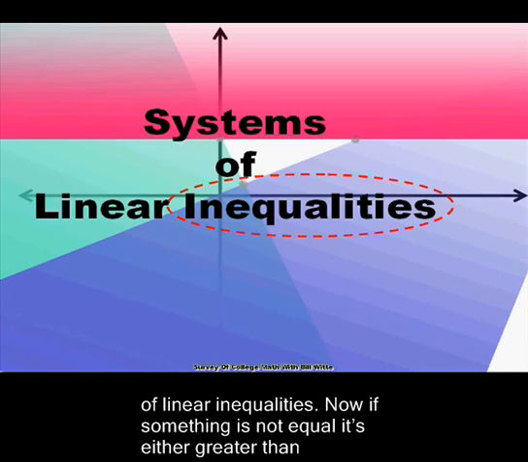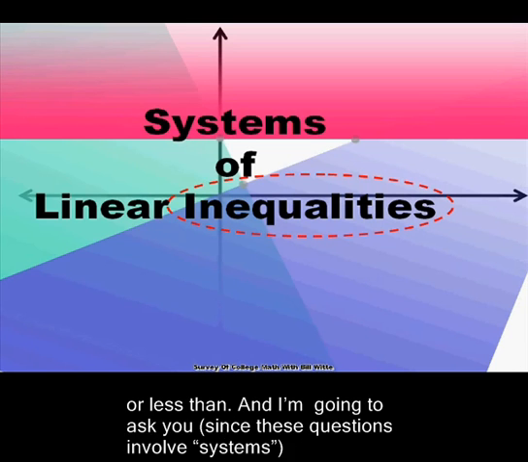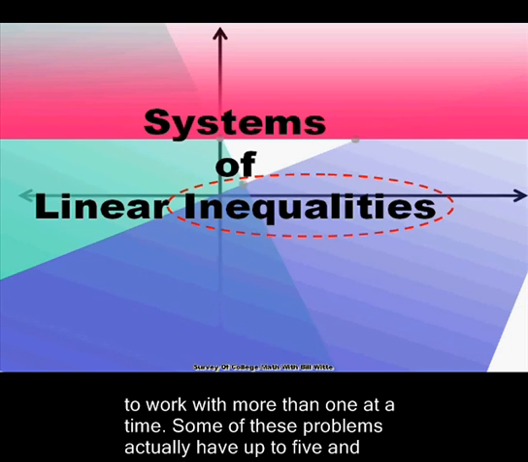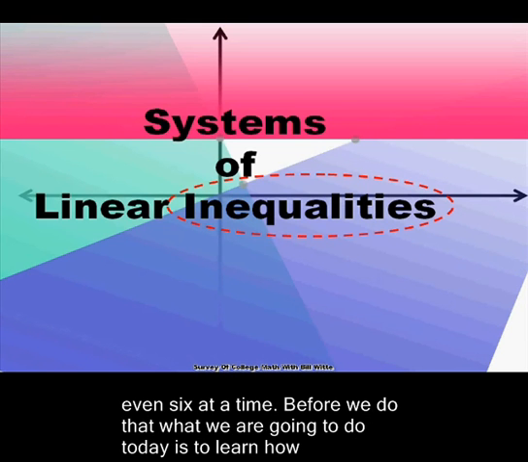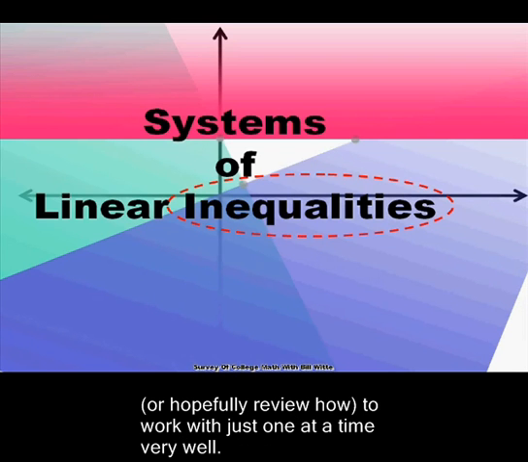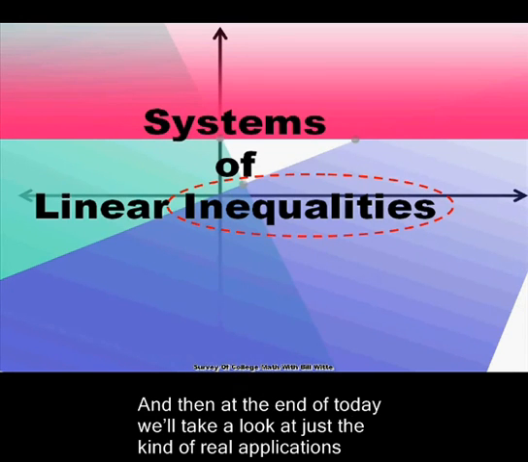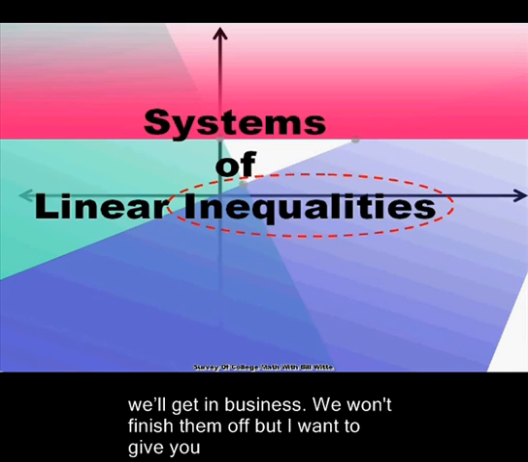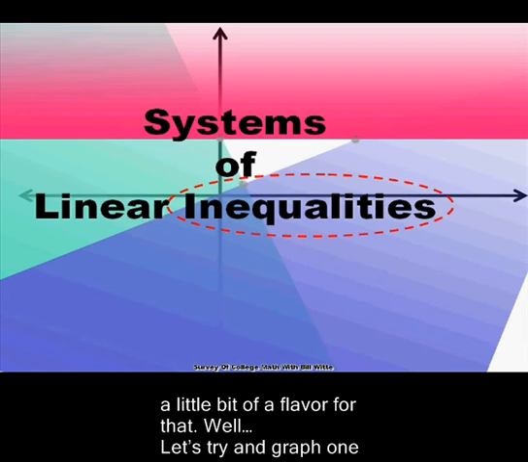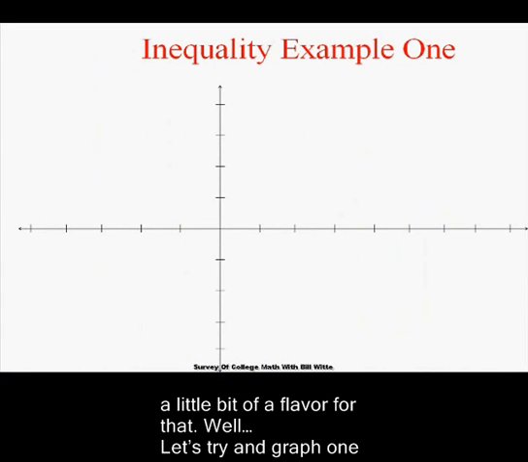Now, if something's not equal, it's either greater than or less than, right? And I'm going to ask you, of course, it's systems, to work with more than one at a time. Sometimes up to 5, maybe even 6 at a time. Before we do that, what we're going to do today is learn how, or hopefully review how, to work with just one at a time very well. And then at the end today, I'm going to look at just the kind of applications we'll get in business. We won't finish them off, but I'm going to give you a little bit of a flavor for that. Well, let's play. Here we go.